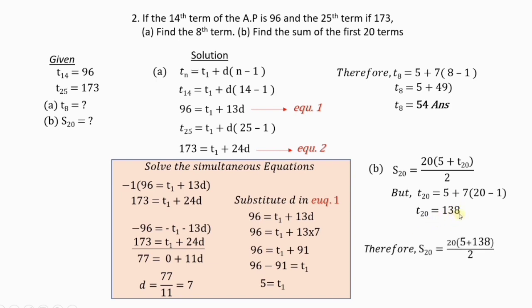Now we use this 138 in this equation. S20 equals 20 times 5 plus 138, divided by 2. 20 divided by 2 is 10. 5 plus 138 is 143. 10 times 143 is 1,430, which is our answer for S20.